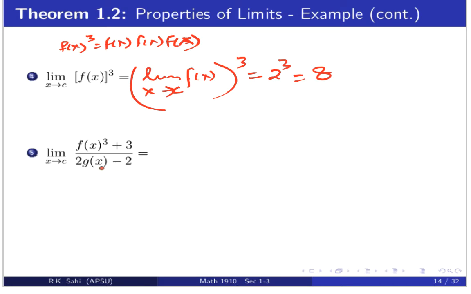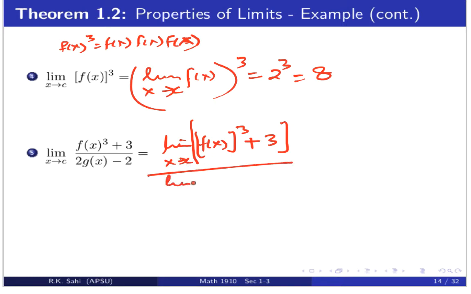Okay, the last one: the limit as x approaches c of the function (f(x)³ + 3) over (2g(x) − 2). Basically it's the quotient rule first. You apply the limit of f(x)³ plus 3, then you take the limit in the denominator of 2 times g(x) minus 2.